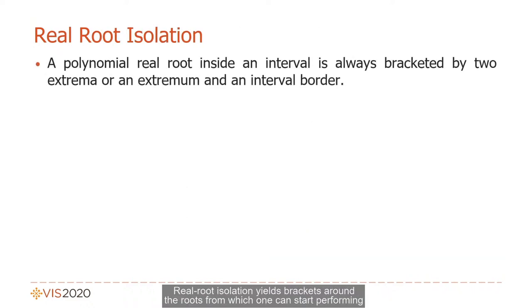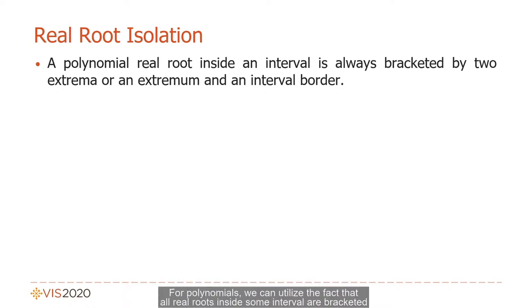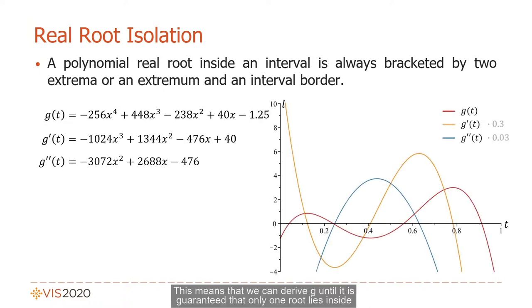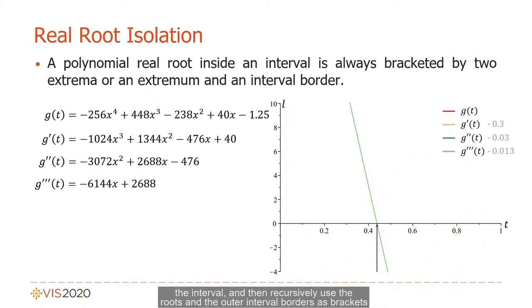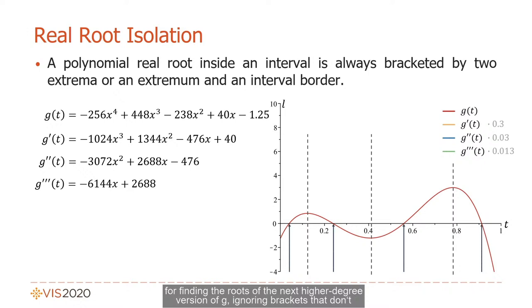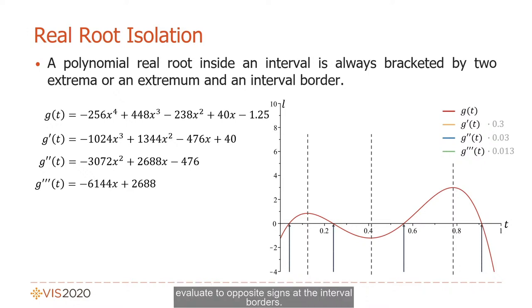Real-root isolation yields brackets around the roots from which one can start performing a robust numerical method like bisection or the second approach. For polynomials, we can utilize the fact that all real roots inside some interval are bracketed between two extrema or an extremum and an interval border. This means that we can derive g until it is guaranteed that only one root lies inside the interval, and then recursively use the roots and the outer interval borders as brackets for finding the roots of the next higher degree version of g, ignoring brackets that don't evaluate to opposite signs at the interval borders.